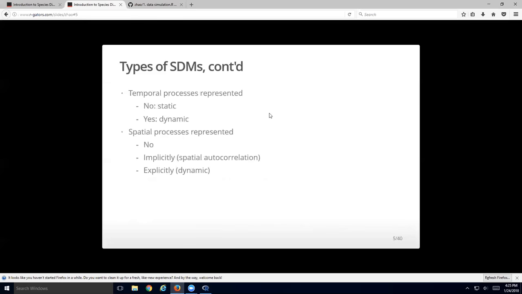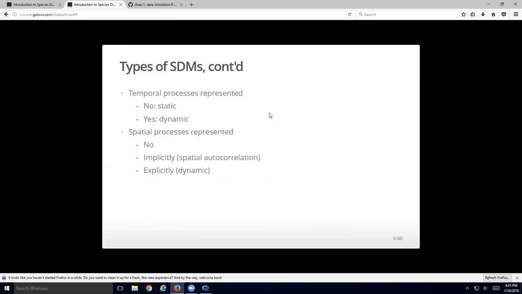Also, I think the most basic species distribution models do not consider temporal processes, aside from the traditional ways to look at the data for one year or average observations over several years. So in that way, your model is static, which means it does not include temporal processes. But of course, recent developments allow us to look at the temporal processes, and those are dynamic models.